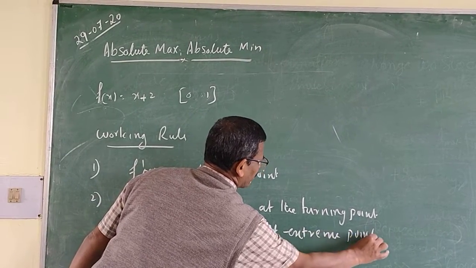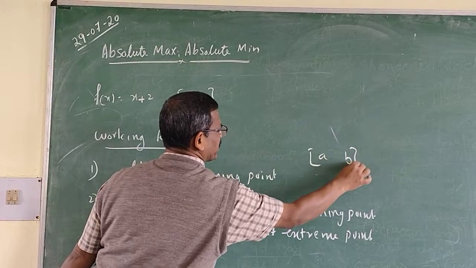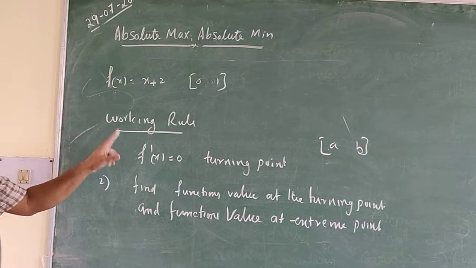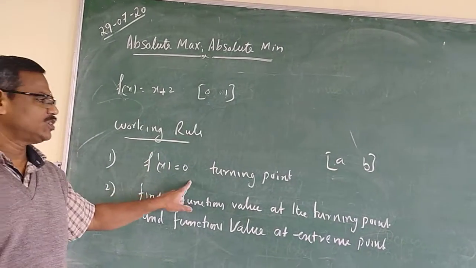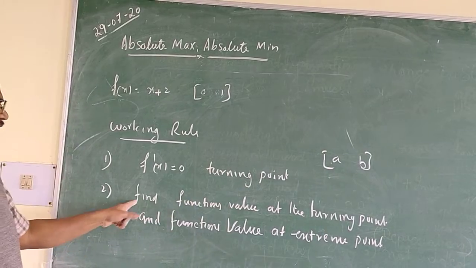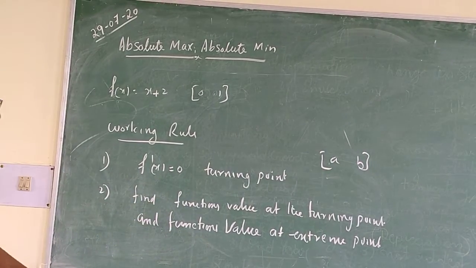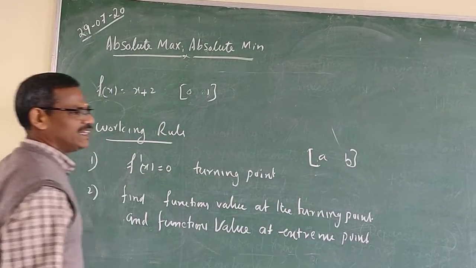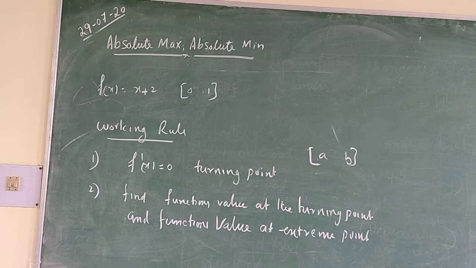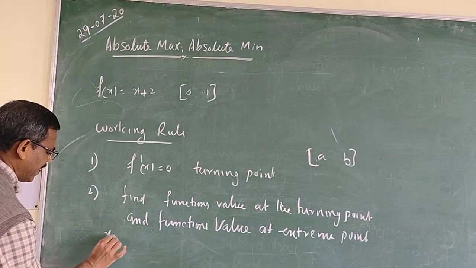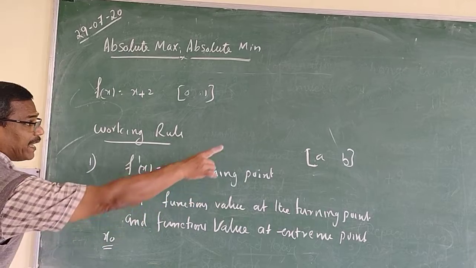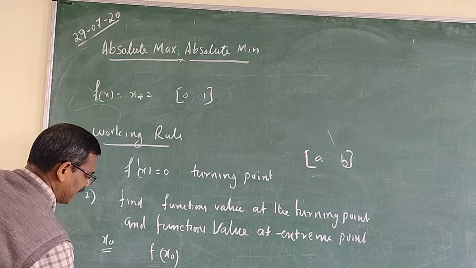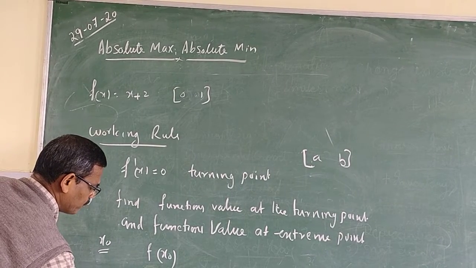Say the given interval is AB, then A and B are the extreme points. So what you have to do is find out f dash x and equate it equal to 0, get the turning point, and then find the function's value at the turning point and the function's value at the extreme points. If the closed interval given is AB, then the extreme points are A and B. That means if x0 is one turning point and AB is the interval, we have to find f of x0, f of A and f of B.